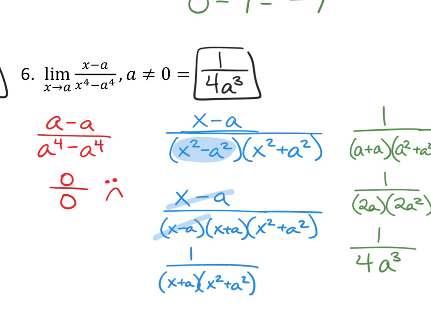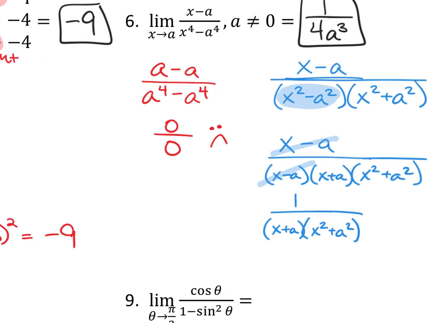So we just have to be prepared to try to find things that cancel when we get that indeterminate form. Can we try another? No. Well, we're doing it anyways.